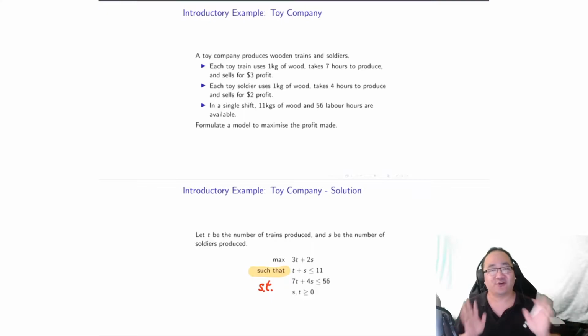It doesn't really matter. So have a think about the scenario, have a think about the model, and then once you're ready, I'll see you in the next video.